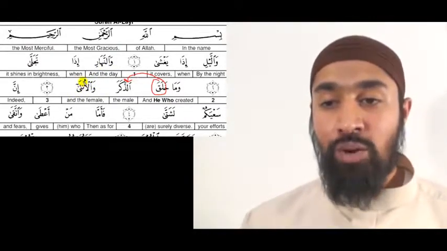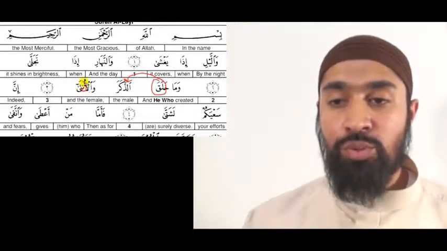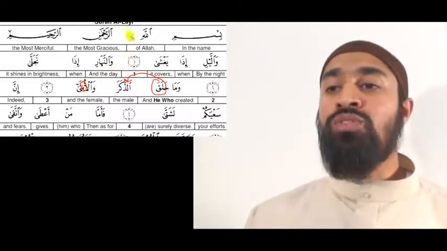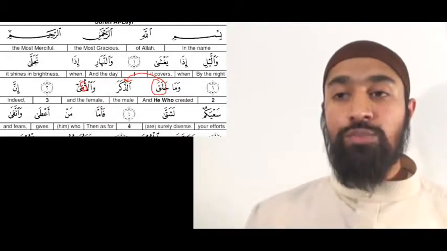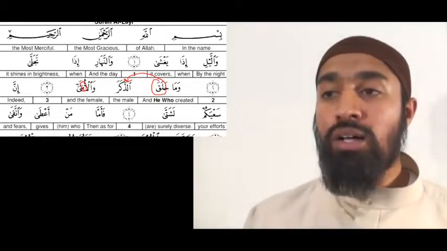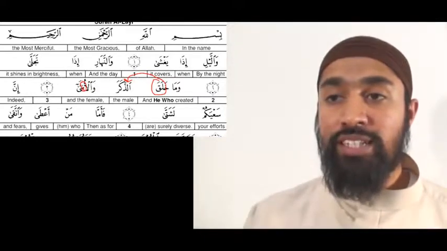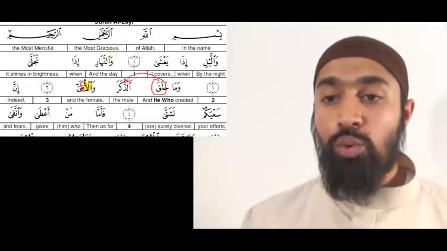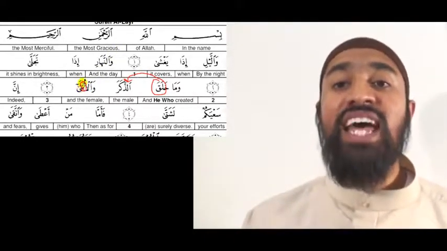Wal-untha. Now I want to analyze this. We have a noon sukoon. What is the noon sukoon followed by? Let's take a look at this again. We have the noon sukoon followed by the letter. What is the letter here? We have noon sukoon followed by the letter tha.